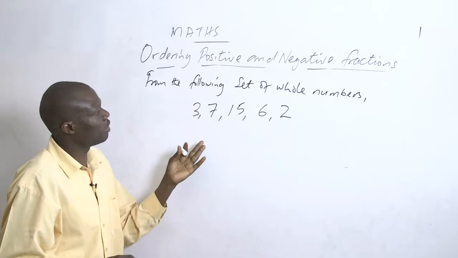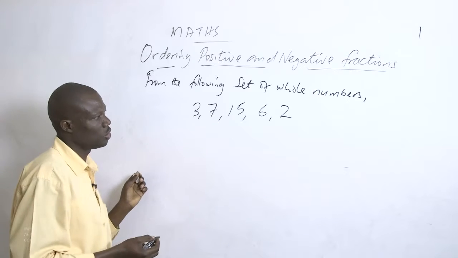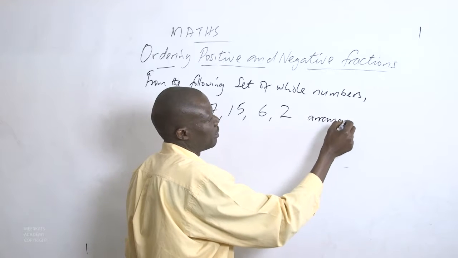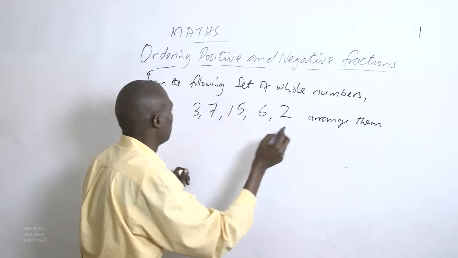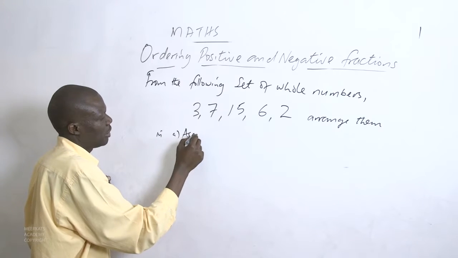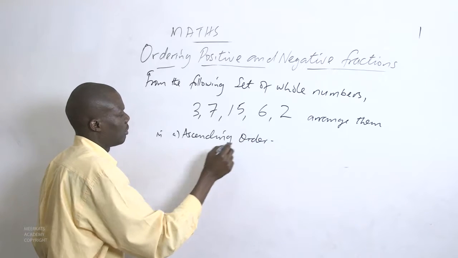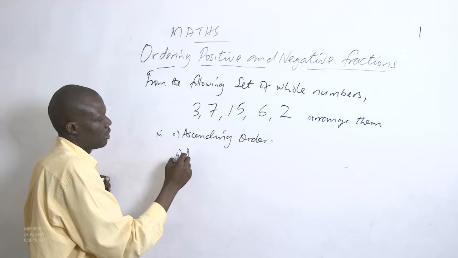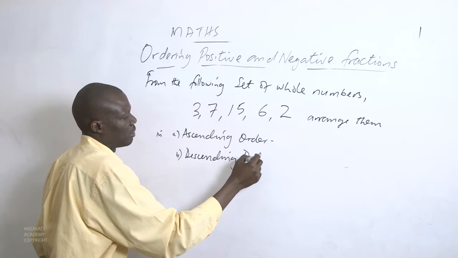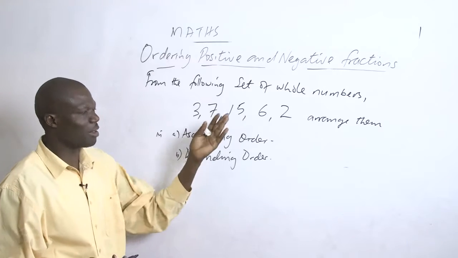From the following set of numbers 3, 7, 15, 6 and 2, arrange them in A, ascending order, and B, descending order. Now for whole numbers, it's just a number on its own.